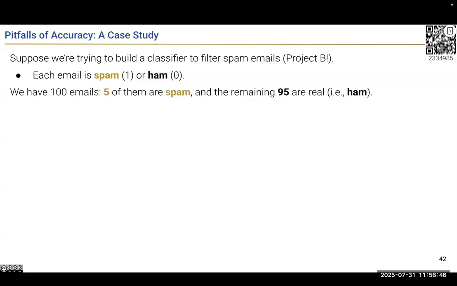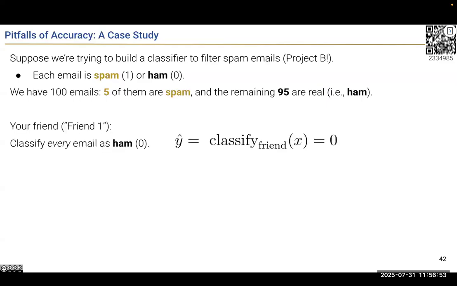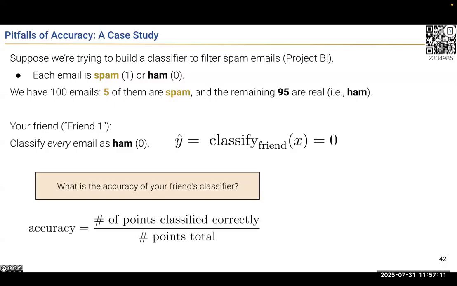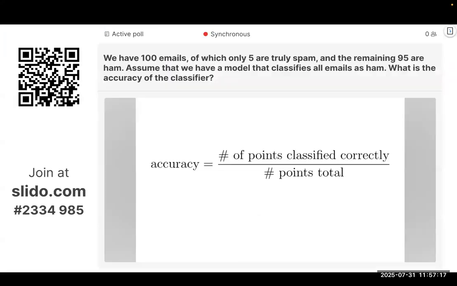The goal of a spam filter is to actually filter out those 5 spam emails. But suppose your friend builds the following classifier. This classifier classifies every single email as ham. It doesn't matter what the email is, classify as ham, a real email. What is the accuracy of this classifier if you just predict 0 all the time for every single data point?